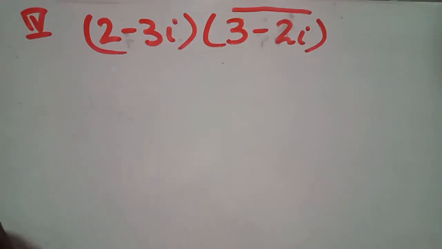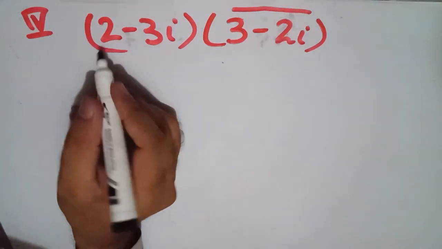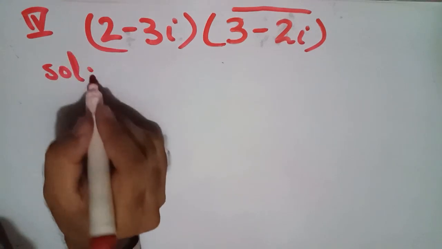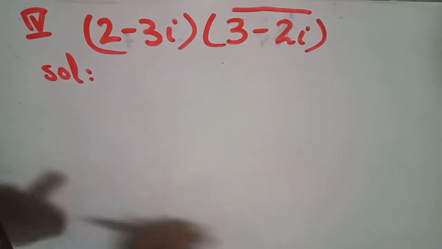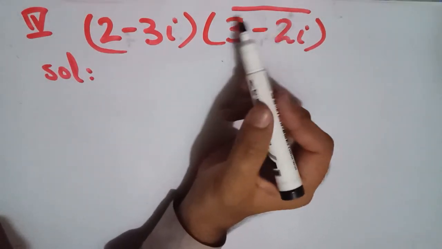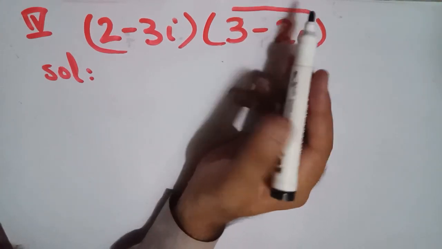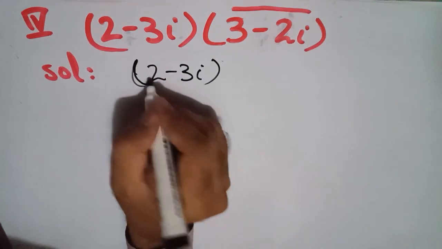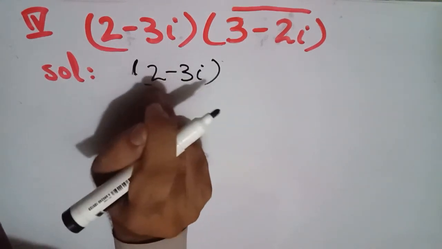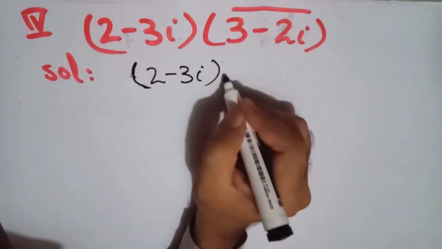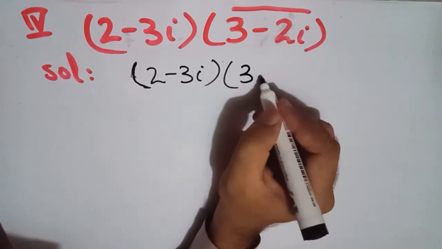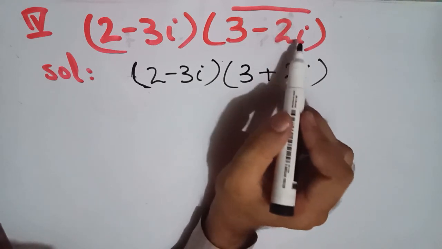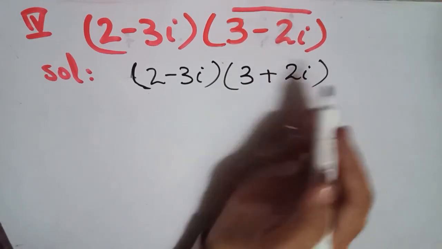In the next part, we will solve it where both the factors are multiplying with each other. In the solution we will write, as you can see there is a bar. This bar is representing the conjugate. So first of all you will take the conjugate. 2 minus 3 iota can be written similarly as 2 minus 3 iota, and 3 minus 2 iota can be changed into 3 plus 2 iota, because the sign of the complex number will be changed.